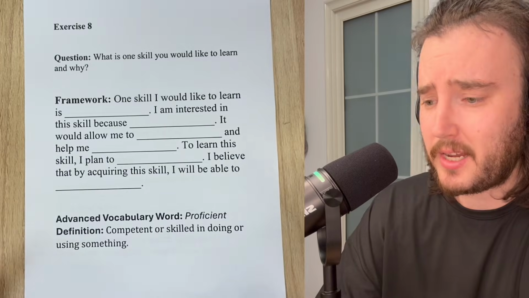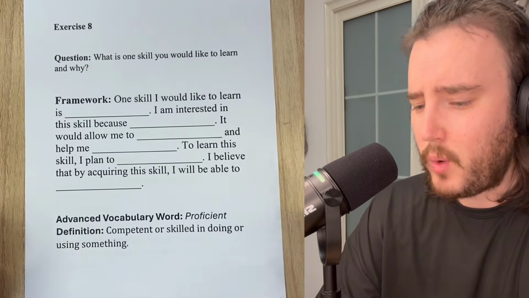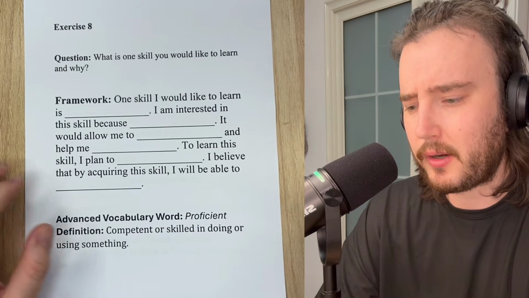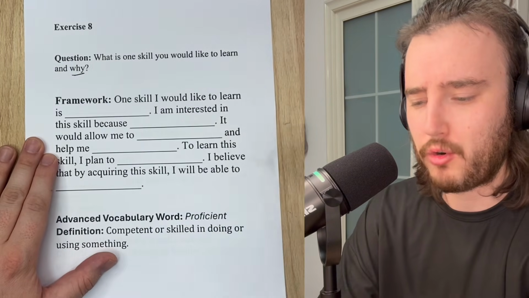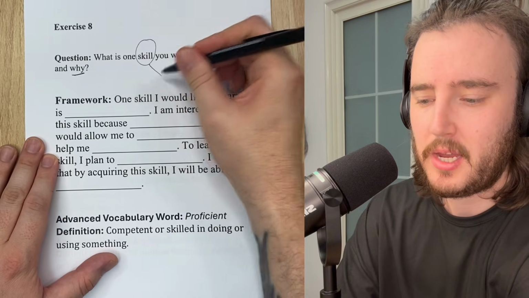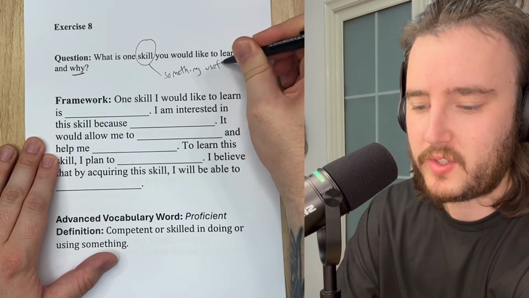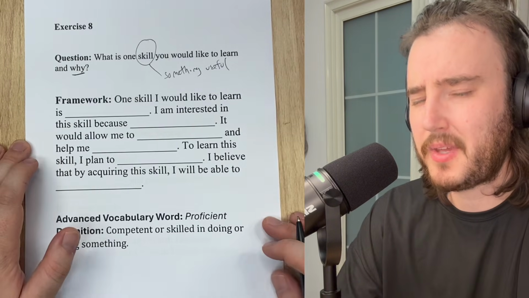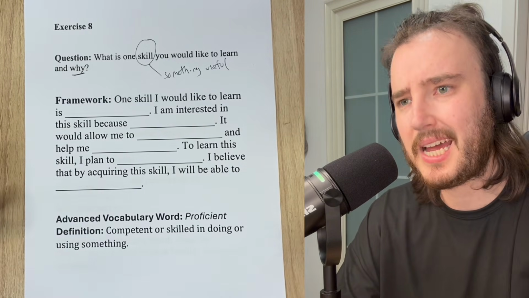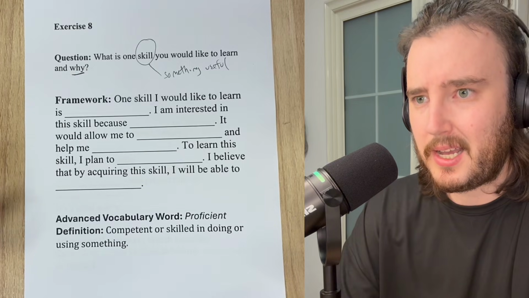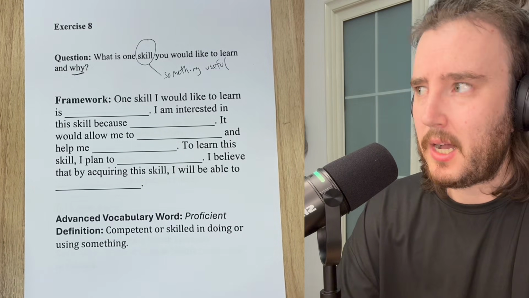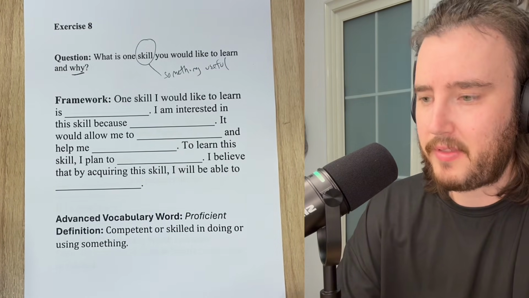Okay, blasting along. Exercise 8. What is one skill you would like to learn and why? Ooh, what a great question. A skill, something useful. When we say skill, we're talking about something that's useful, that could be applied in your life in a useful way. That could be any number of things.